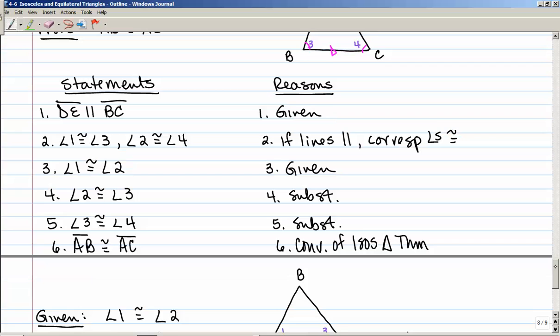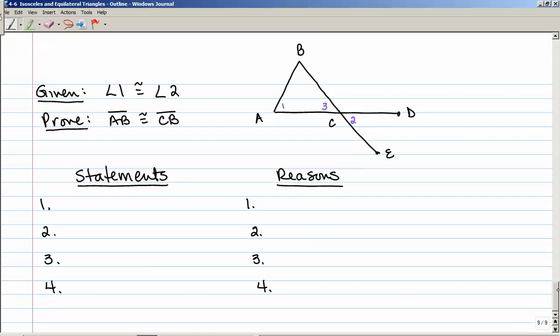Okay, and let's take a look at one more proof here. So given angle 1 is congruent to angle 2, I have to prove that AB is congruent to CB. So in other words, this side here is congruent to this side here. Thinking backwards a little bit, I think I would like to show that angle 1 is congruent to angle 3, because if those two angles are congruent to each other, then the sides opposite those are going to be congruent to each other. So let's start with our given.